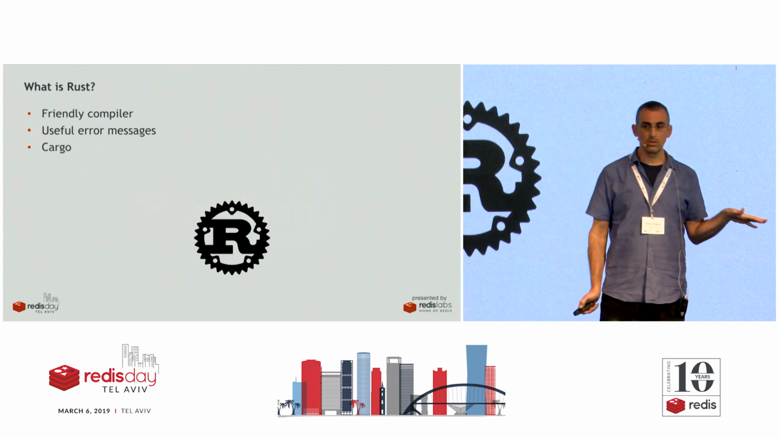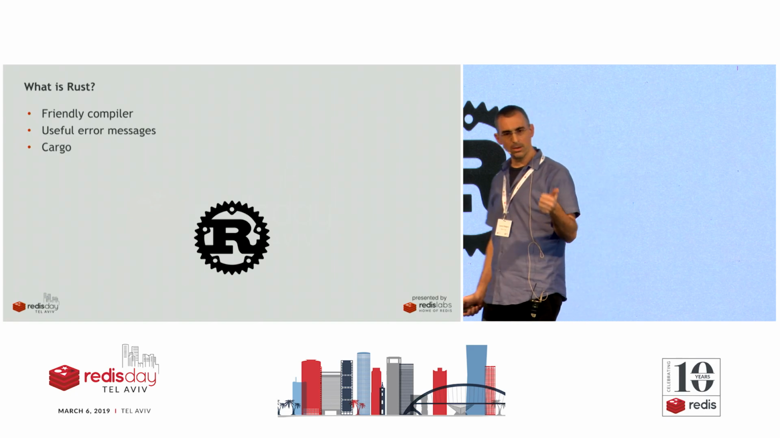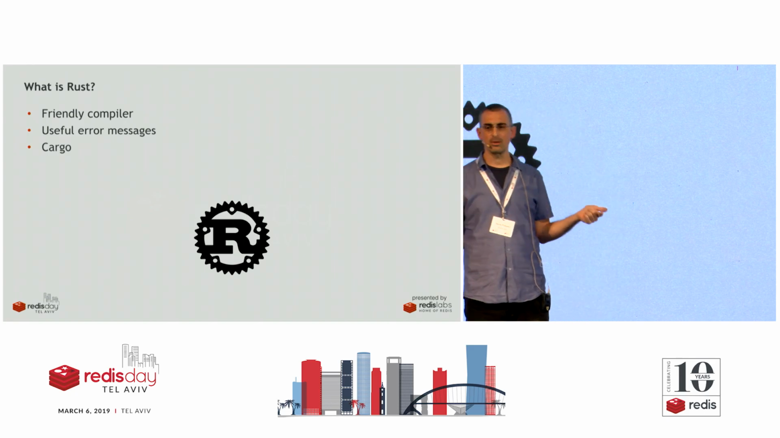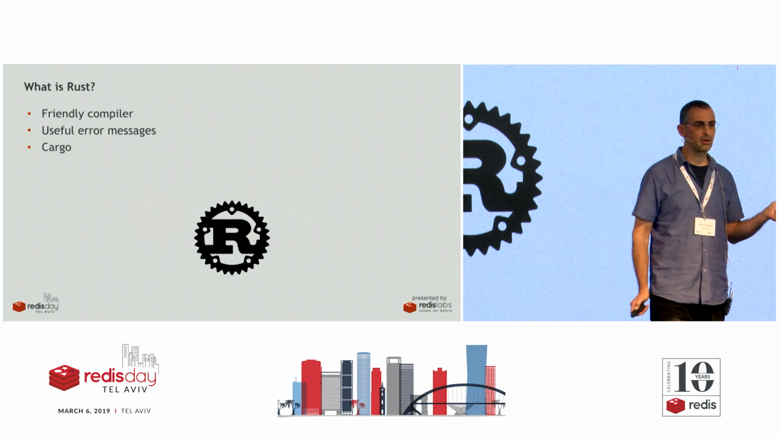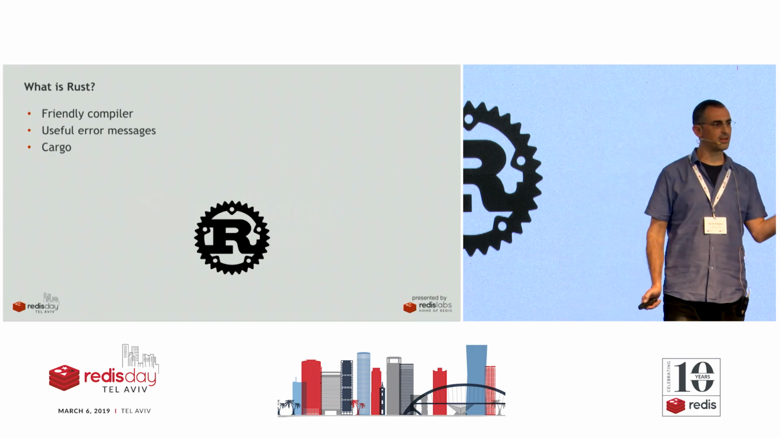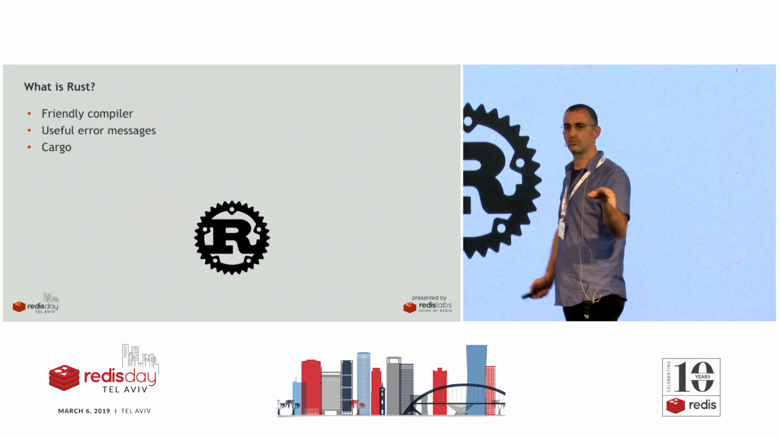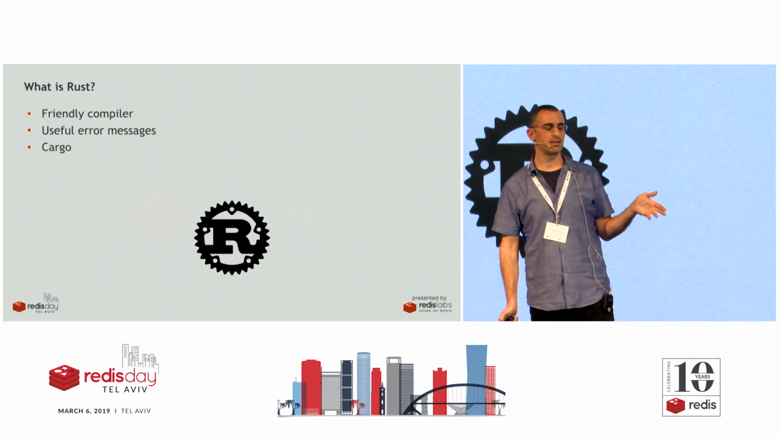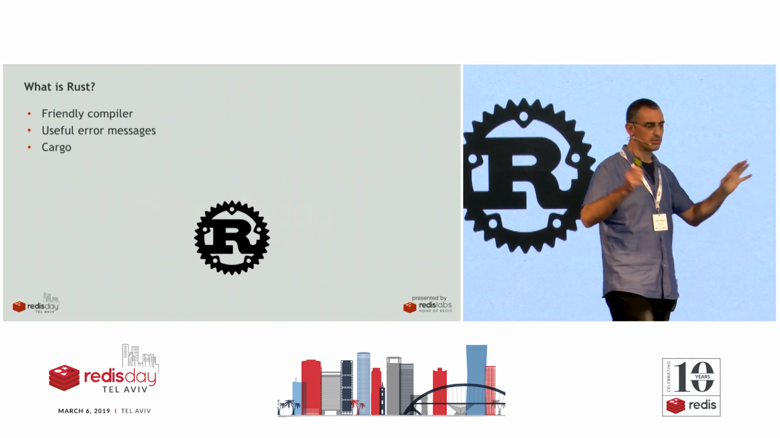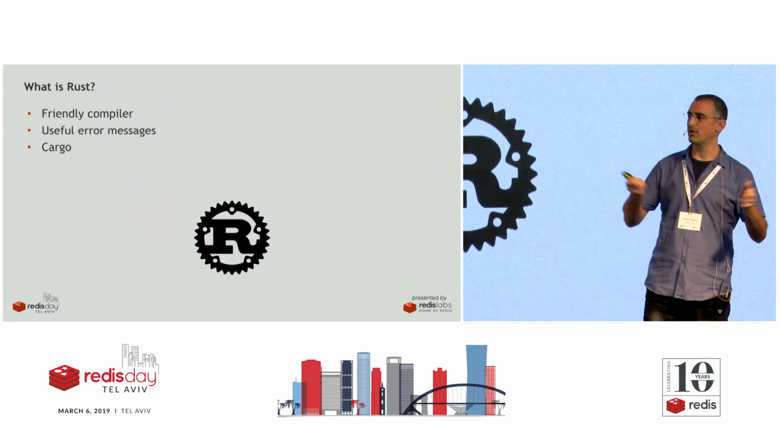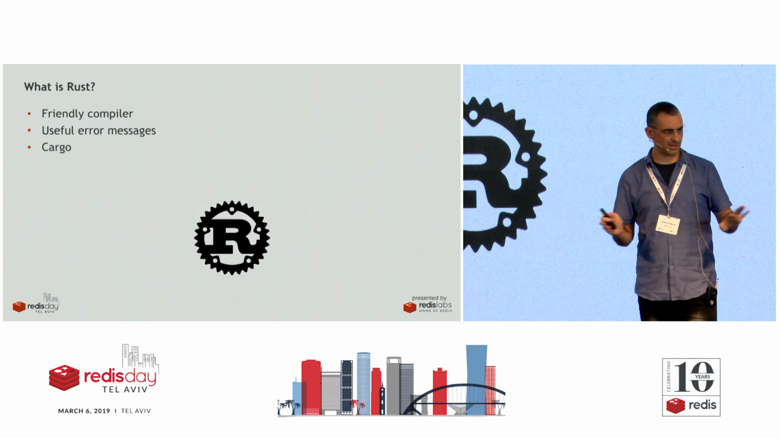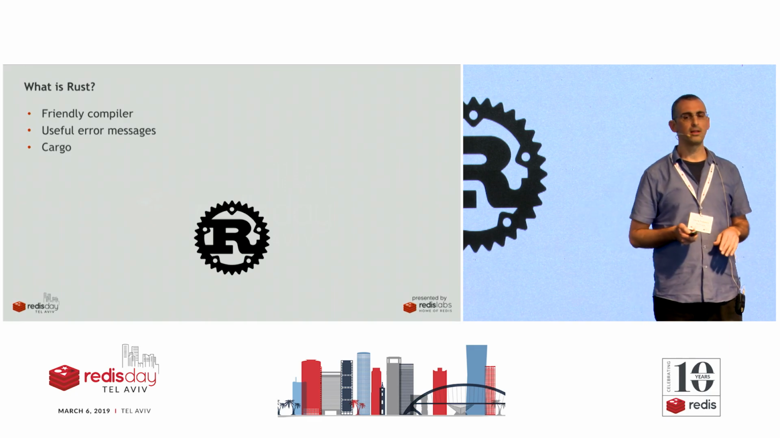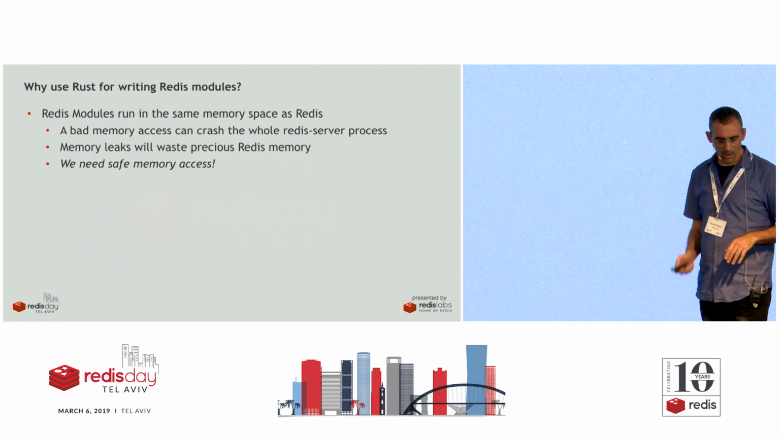And it has Cargo. Cargo is the build tool for Rust. It's also the package management tool, and a version management tool. Cargo builds your code. If somebody has used Go, it's very easy to just do go build. It's the same thing with Rust. You say cargo build, it automatically does whatever is needed. It collects the dependencies, uses semantic versioning. It's a fantastic package management tool. It's very easy to use.